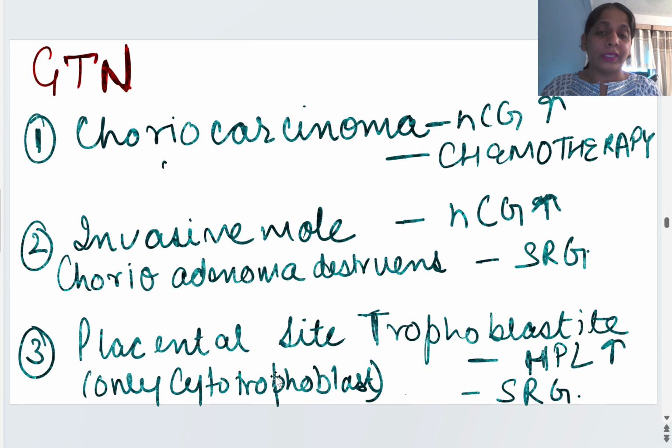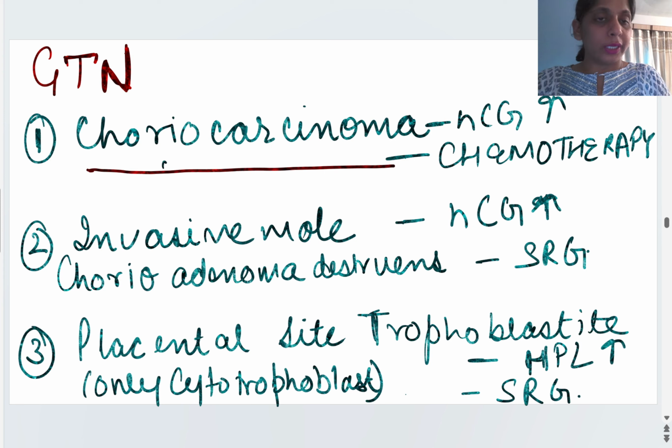One is choriocarcinoma. In choriocarcinoma, the HCG increases and the treatment is chemotherapy. This is a disease with very poor prognosis, but once chemotherapy is given, it recovers quickly.